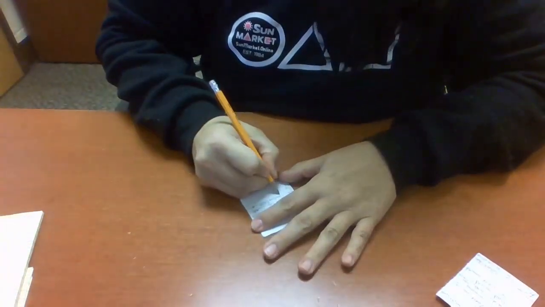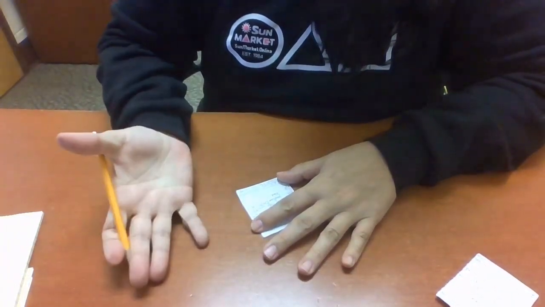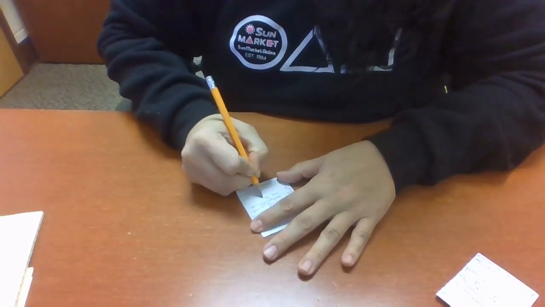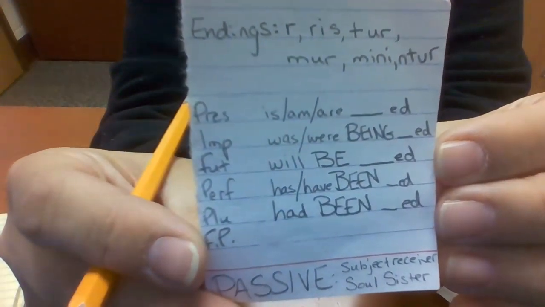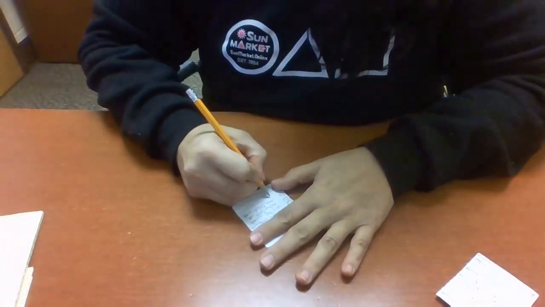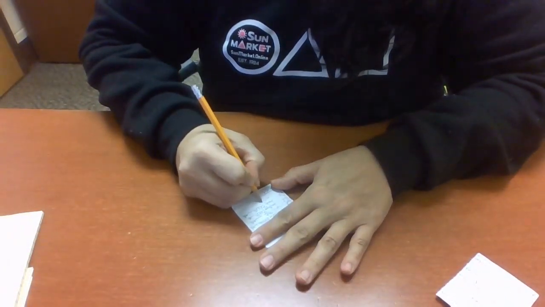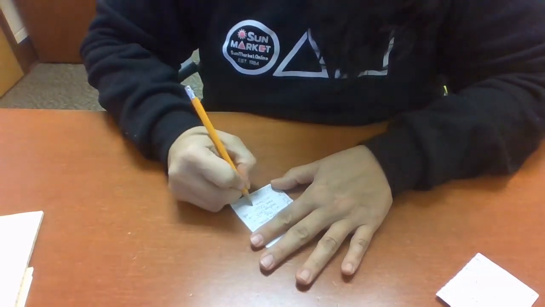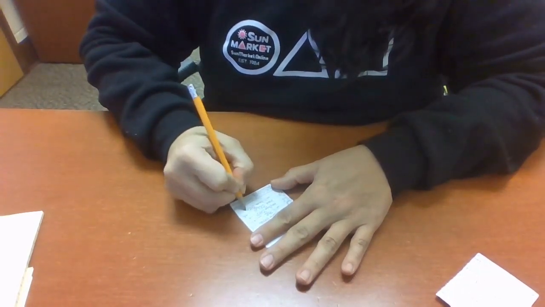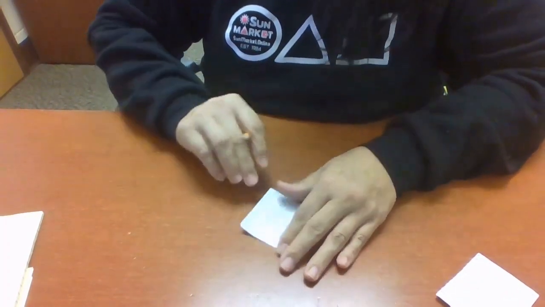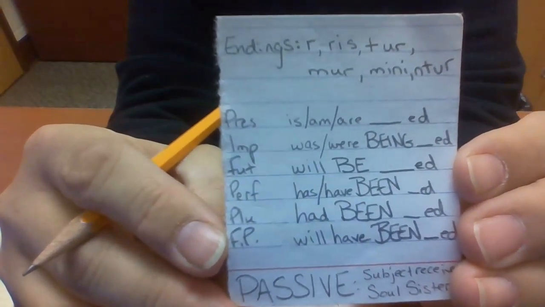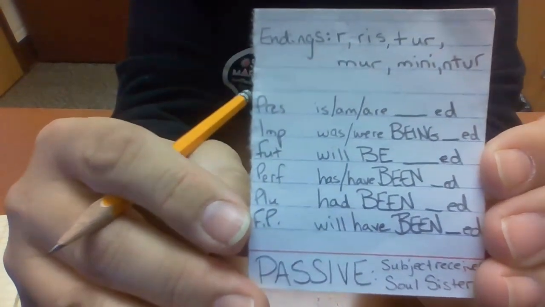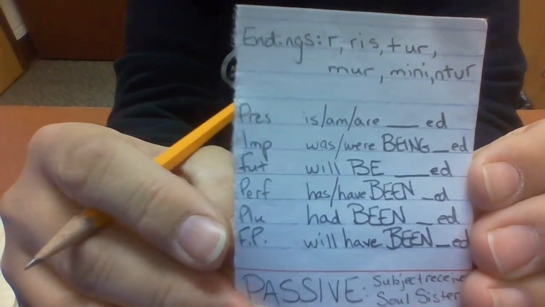Okay, pluperfect, had, and then we have to add been, blanked. And then the future perfect, future tense, will, perfect tense, have, passive voice, been, and then blanked. Okay? Pause it if you need to fill this in. And then I have one more tip.